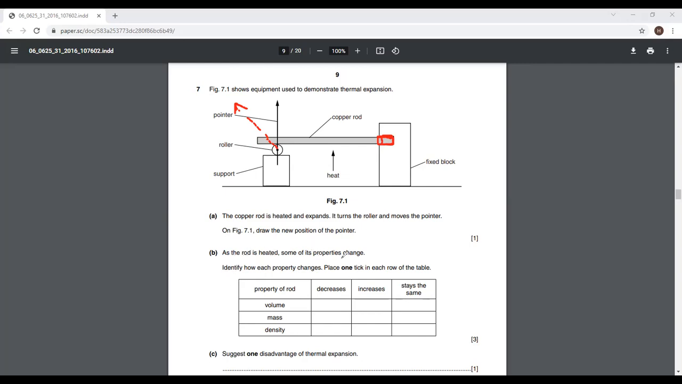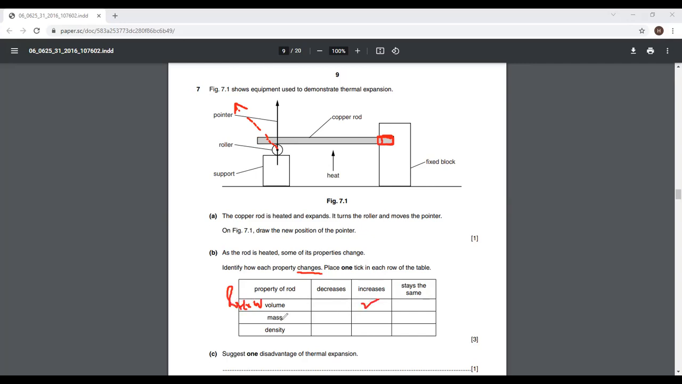As the rod is heated, some of its properties change. Identify how each property changes. Place one tick in each row of the table below. Property: the volume. Yes, for sure, the volume will increase. Why? Because volume is length times width times height, and we will have an increase in all three of them, so yes, it will increase.